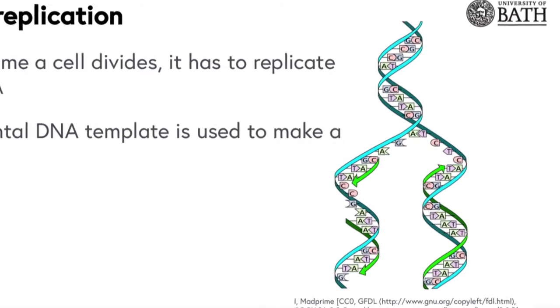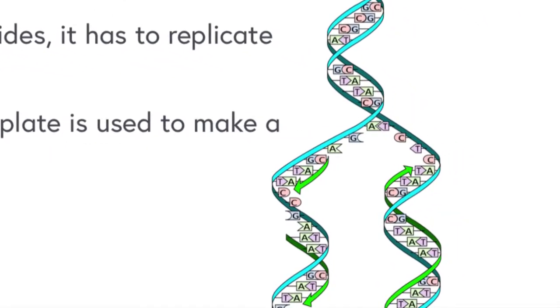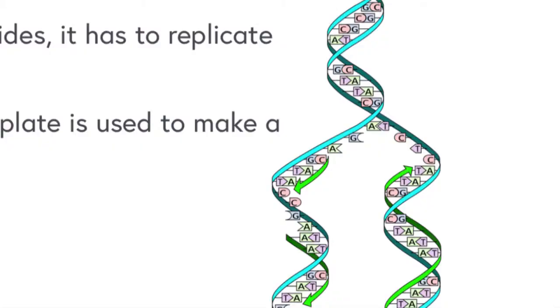But during this replication process, errors can occur. Firstly, in the actual replication of the template strand, the DNA polymerase can sometimes make an error and put in the wrong base or skip bases, etc. Alternatively, the replication machinery may faithfully make a copy of the template strand, but the template strand itself has got a mutation in it, due to, for instance, exposure to chemical agents or radiation.